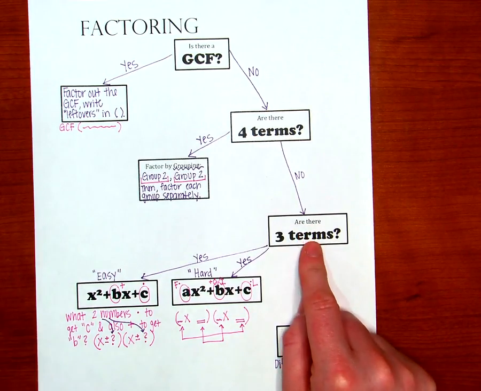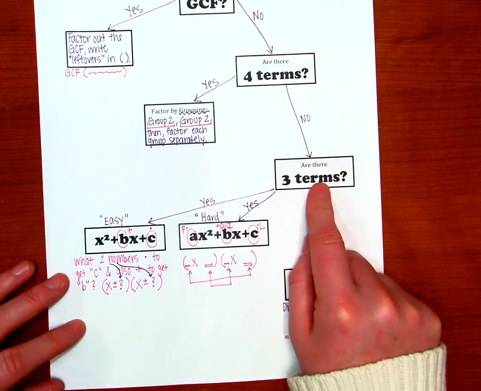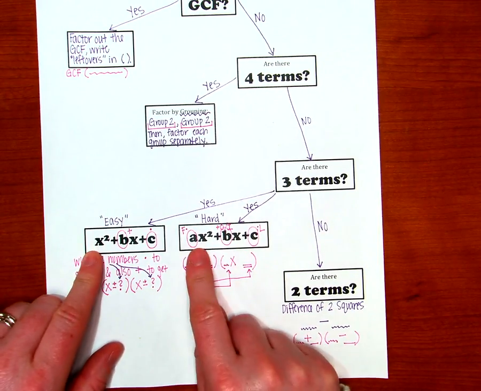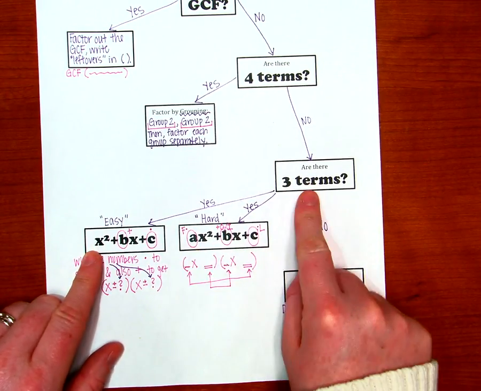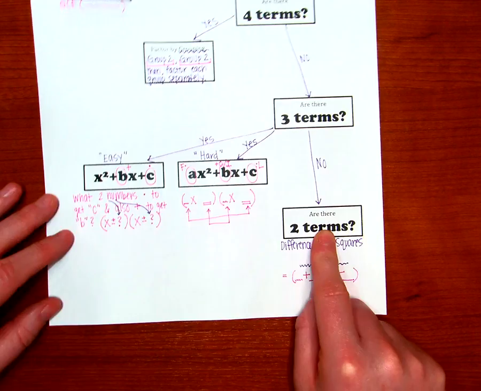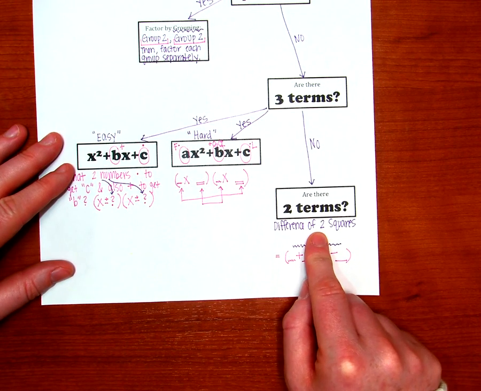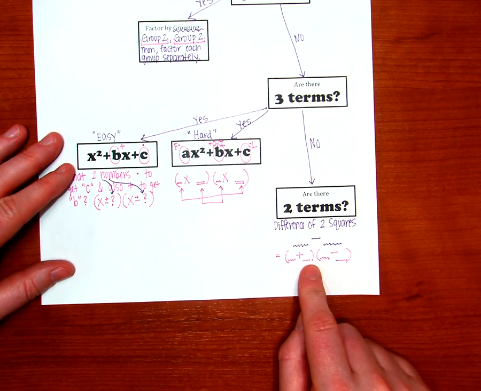Okay, are there 3 terms? If there are 3 terms, you've got 2 options. It's either the easy kind or the hard kind. If there's not 3 terms, then you come down here and say, okay, well, if there's 2 terms, then is it a difference of squares problem? And if it is, you'll work it out like this, and I'll do an example.